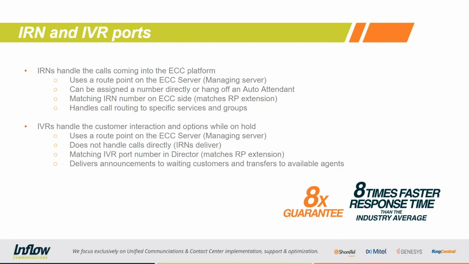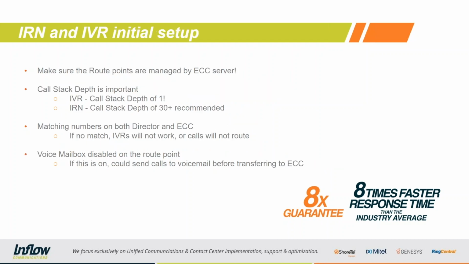And just like the IRN, you need to make sure that the extension of the route point you build for this matches on the HQ server director as well as contact center director, which we will show as well. And the primary function of the IVR port is to deliver announcements to waiting customers and transfer to available agents as they become available to take your calls. So it is essentially the transportation function of the system that allows the calls to be connected to your agents. They do each require a little bit of separate setup, although they are fairly similar, which you'll see on this slide here.